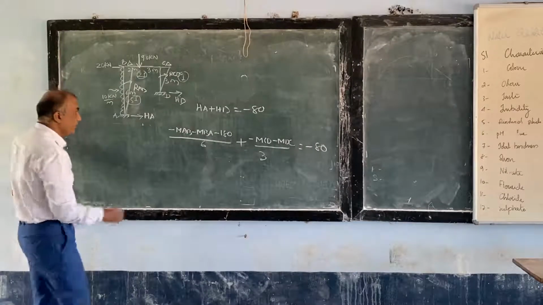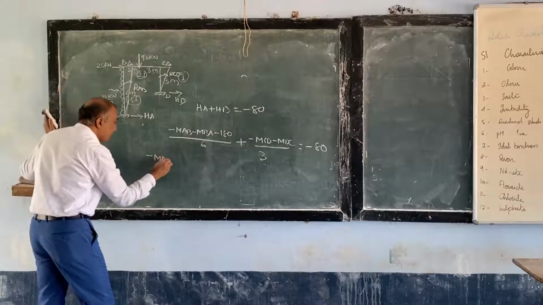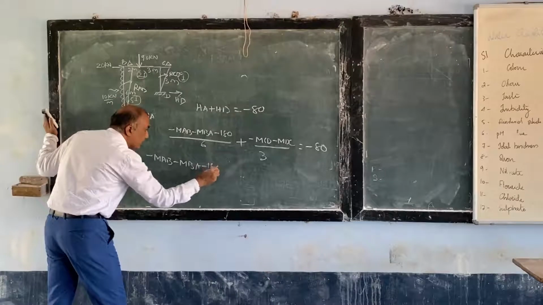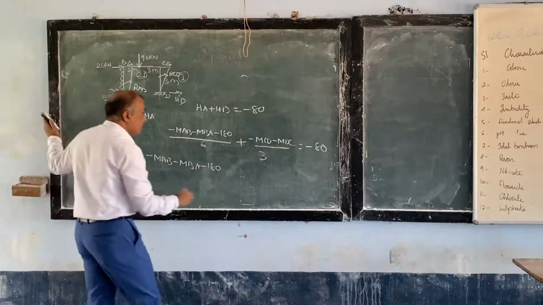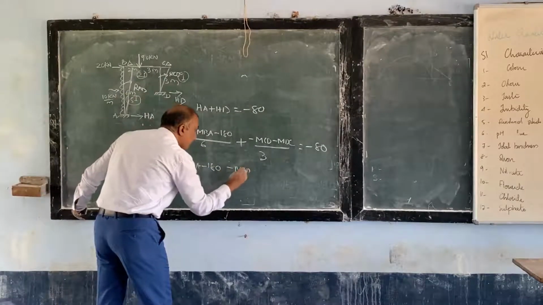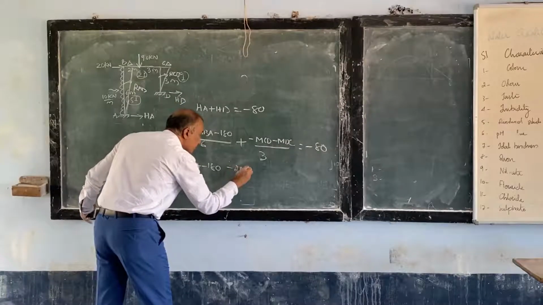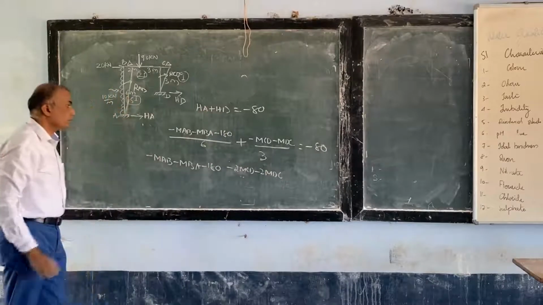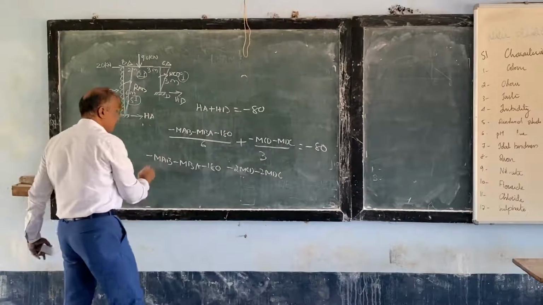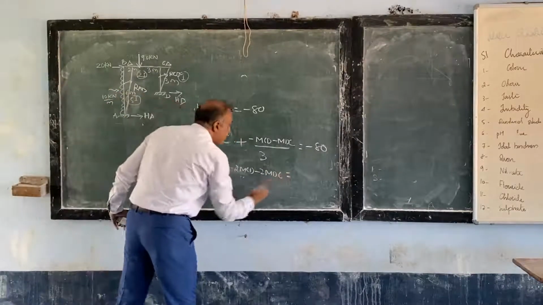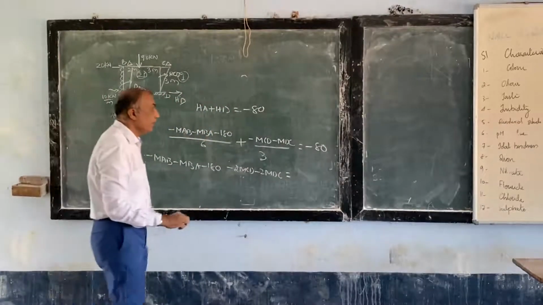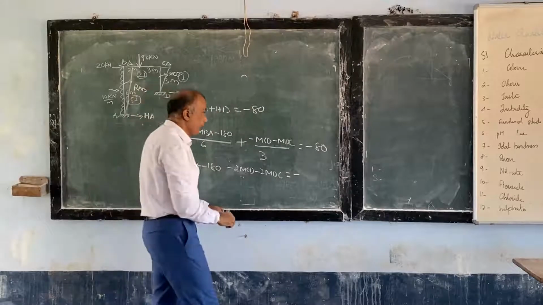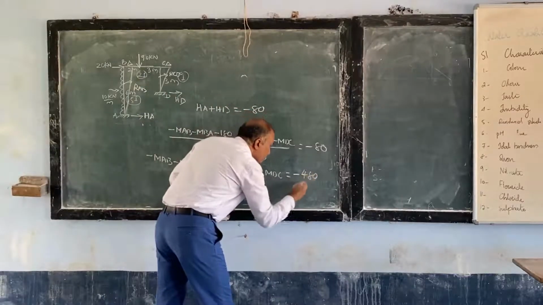Simplifying, it becomes: minus MAB minus MBA minus 180, because the LCM is 6, minus 2 MCD minus 2 MDC, divided by 6. If you take the 6 into 80, how much? 480. So this is your third condition.